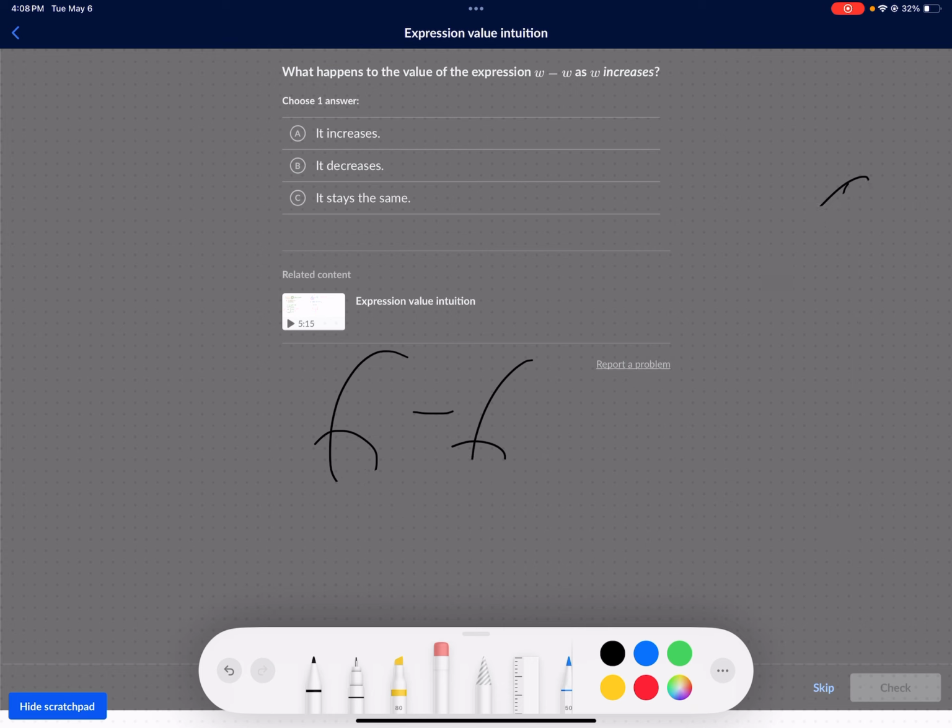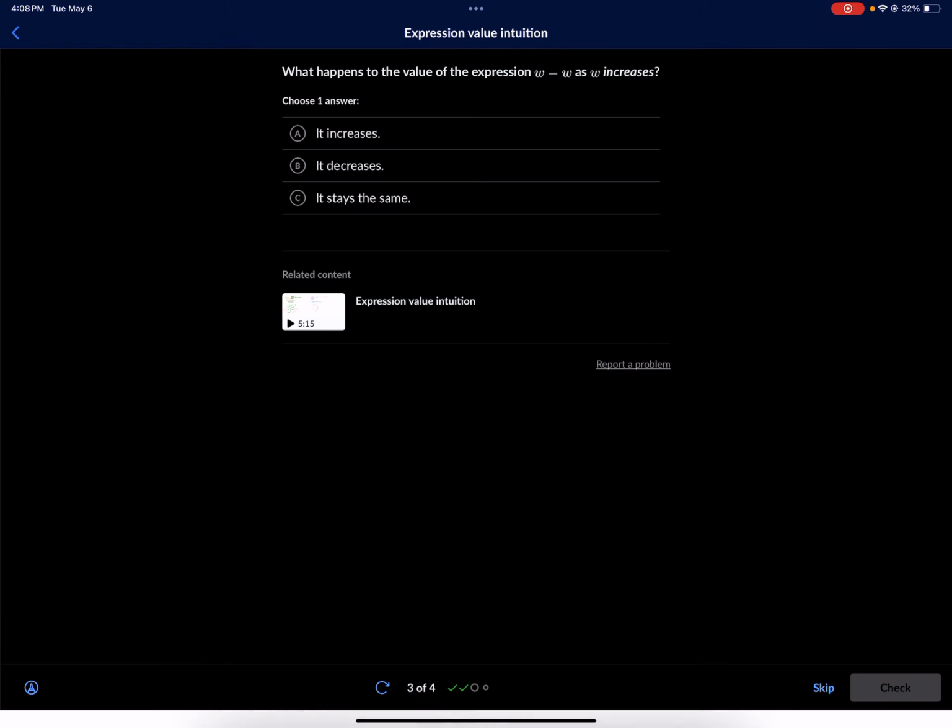As high as w will go, since it's a... I always mess this up. It's a solution of 0 no matter what. Because remember, anything minus itself is just 0. So no matter what the number is, it'll stay the same.